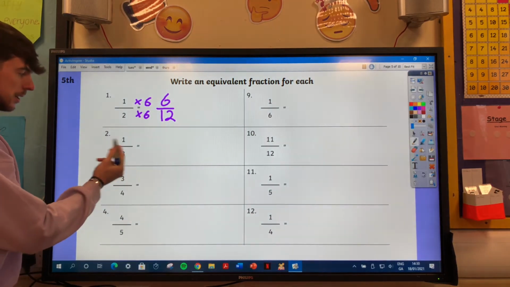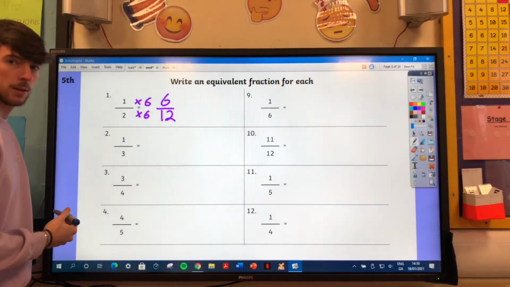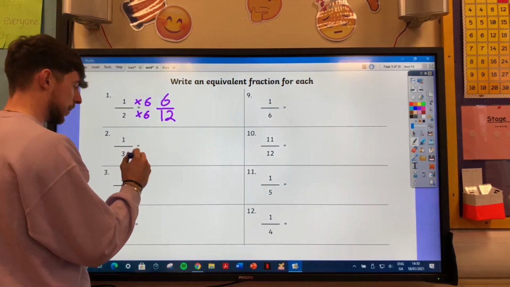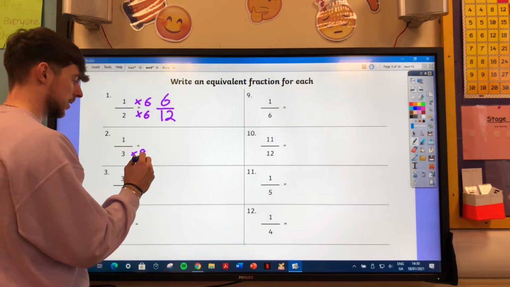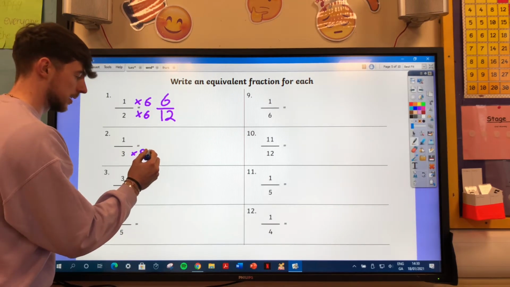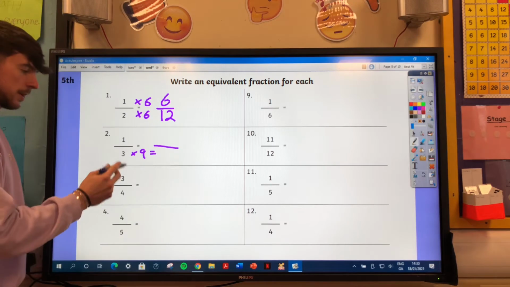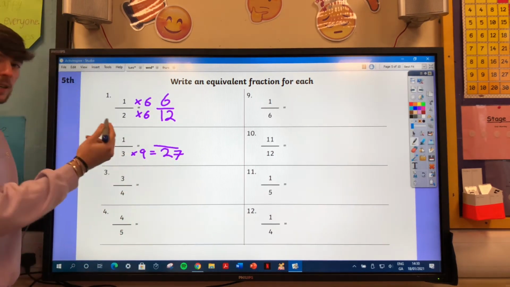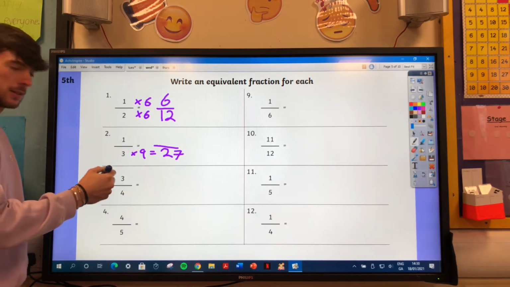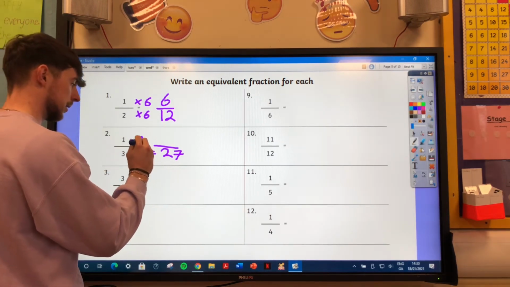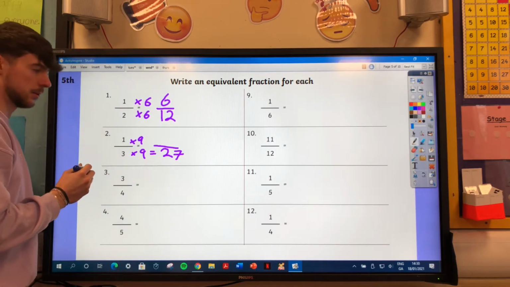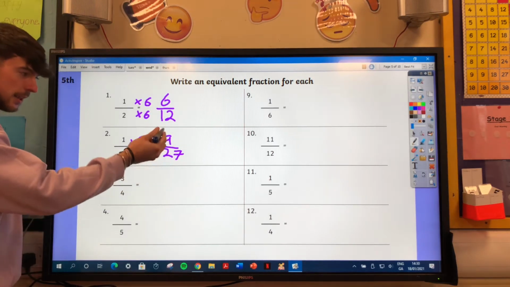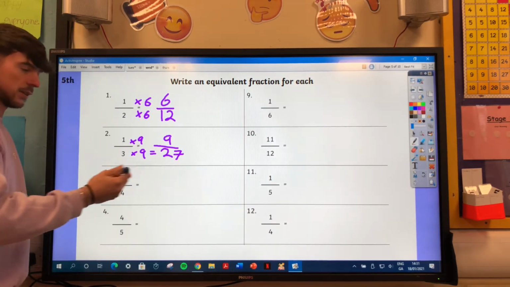Alright, so what can we do down here? 1 over 3. What can we do? So we'd have, maybe for example, multiply it by 9. Okay, so what's 3 by 9? So 3 by 9 is 27. And if we multiply the bottom by 9, what do we do to the top of it? Multiply by 9 as well. Okay, so 1 by 9 is equal to 9. Alright? Exact same fraction, we're just using different numbers.